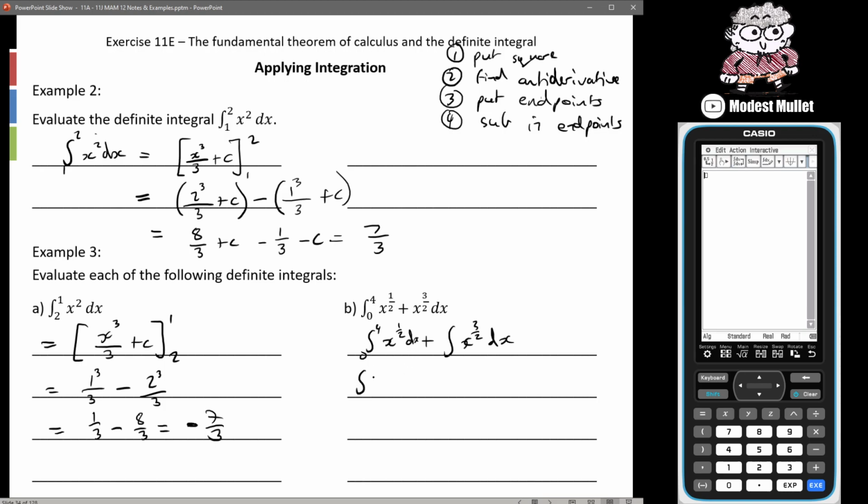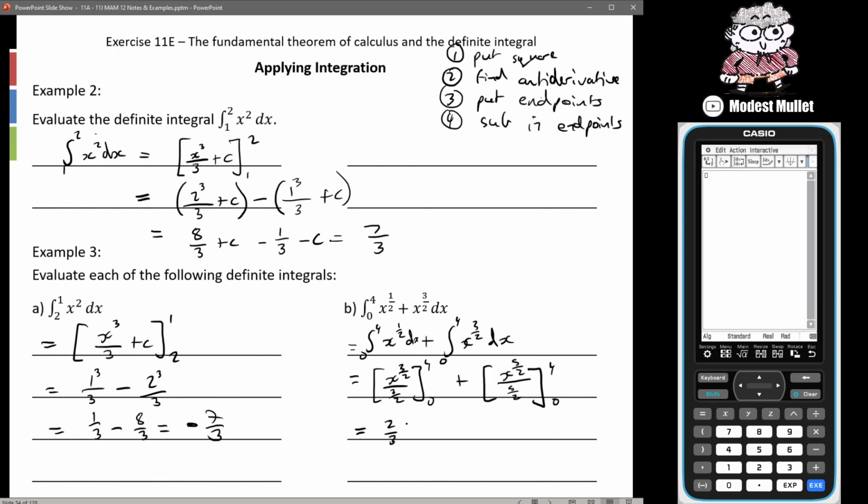So this is going to be equal to, add 1 to the power, so that's 3 on 2, divide by the new power, between 4 and 0, plus, and we do the same over here, add 1 to the power, so that turns into 5 on 2 on 5 on 2. Oh, and I forgot to carry the 4 and the 0. Between 4 and 0, so that is equal to 4 to the 3 on 2.